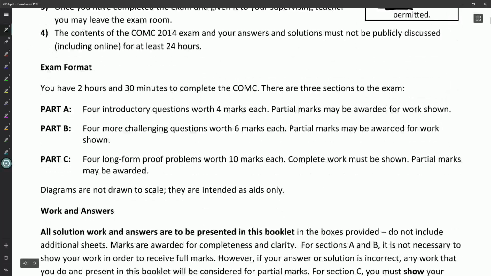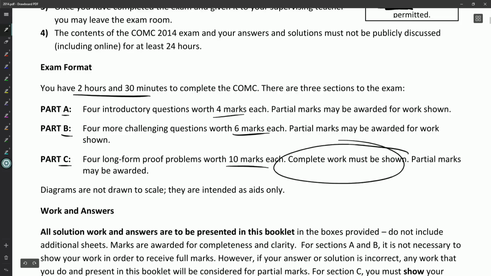Other things that are important to note right at the start: you have 2.5 hours to do the paper. As I said, there are 12 questions, broken down into 3 parts, each with 4 questions. These are harder questions as we get further into the contest, and they are correspondingly worth more marks. For the Part C questions especially, you need to show all your work and justify everything. If you use the Pythagorean theorem, say, "by the Pythagorean theorem." For all the questions, if you write down at least a little work, you can get part marks even if you don't get the right answer.